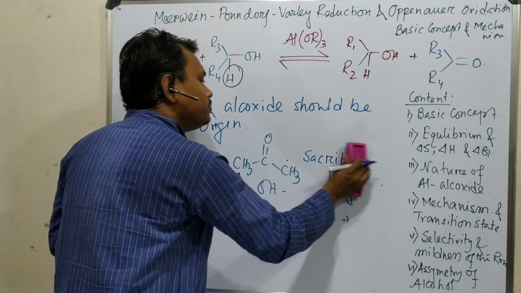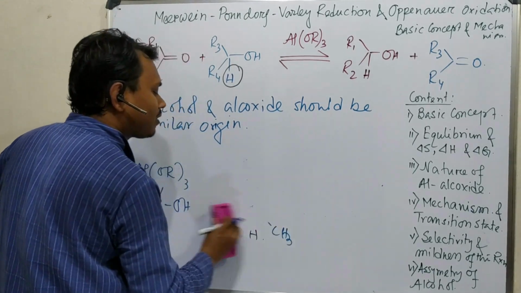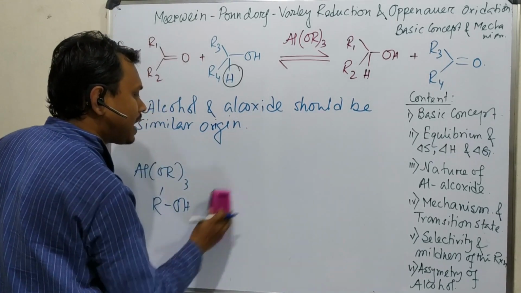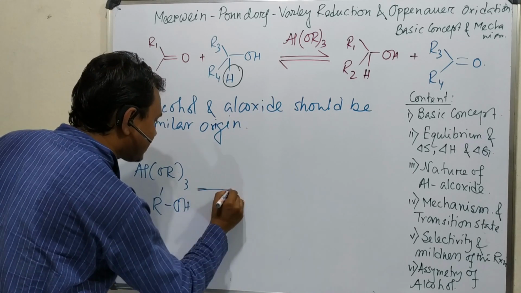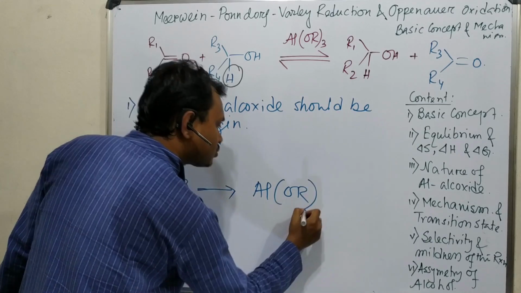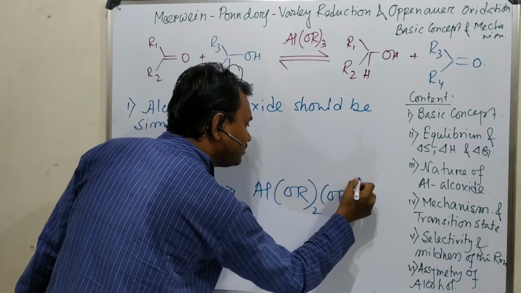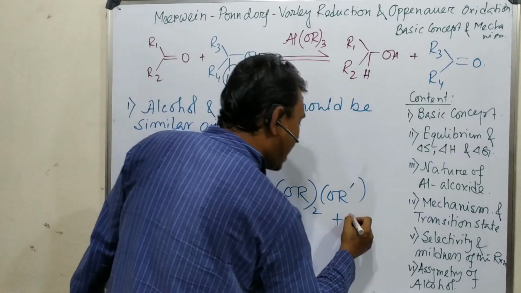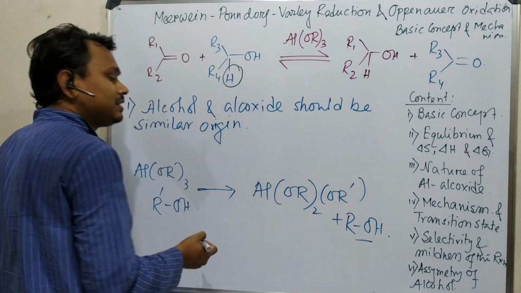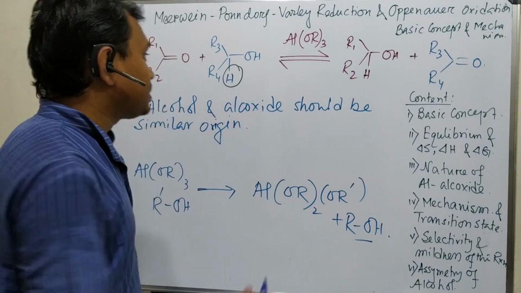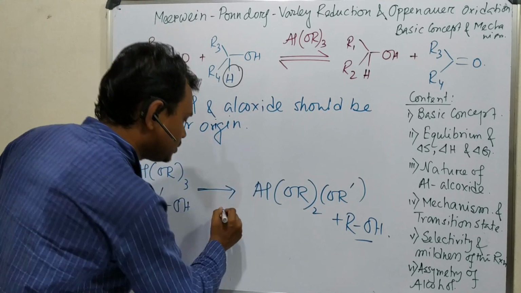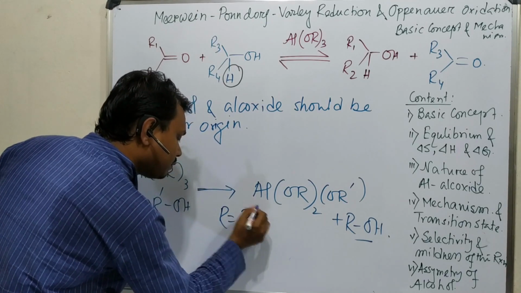So you may expect that during the reaction, alkoxide exchange may occur. What do I mean by this statement? Alkoxide exchange means they react and produce Al(OR)2(OR') plus this ROH. So right now, in the medium another alcohol is there, so they may create confusion. For that reason, first choose both to be the same. R should be equal to R' if possible.